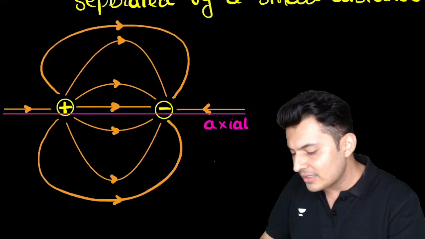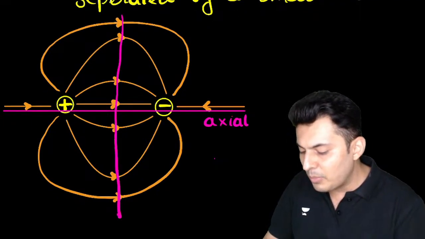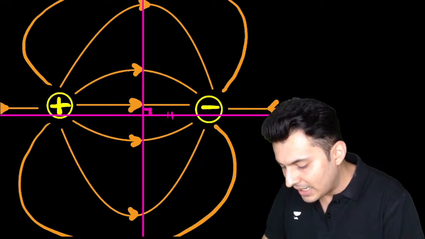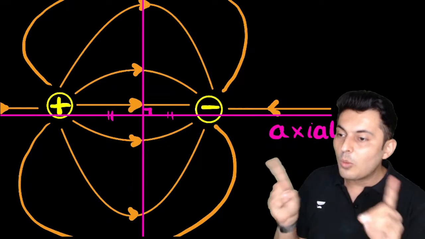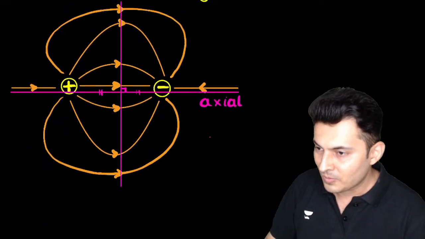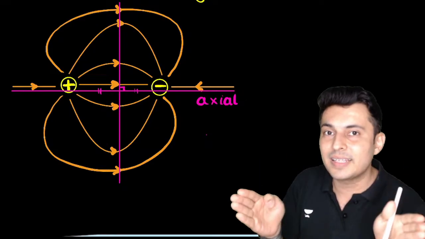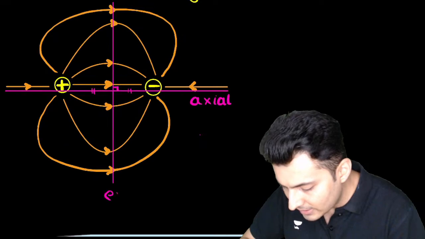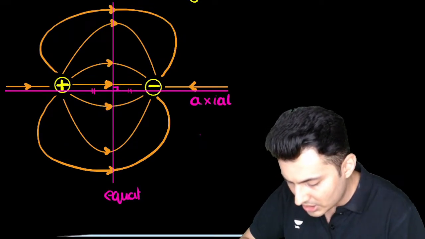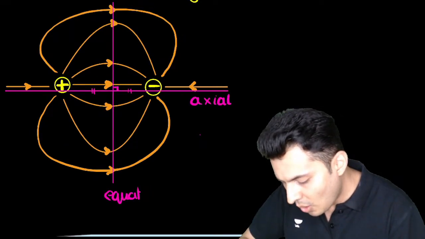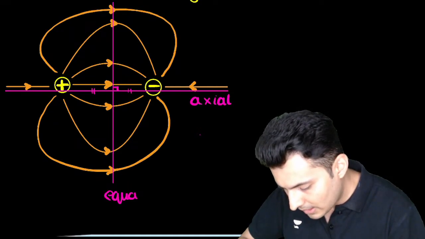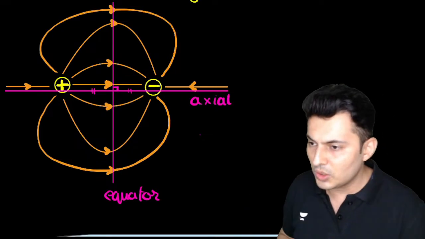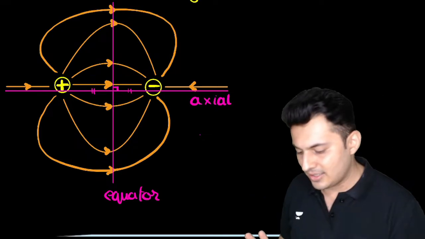The second line which is important is the perpendicular bisector. It is obviously perpendicular and it bisects them, that means it equally divides them into two parts. That line is called the equatorial line, or equator, of that particular dipole. Everybody understood? So there is equator and there is axis.